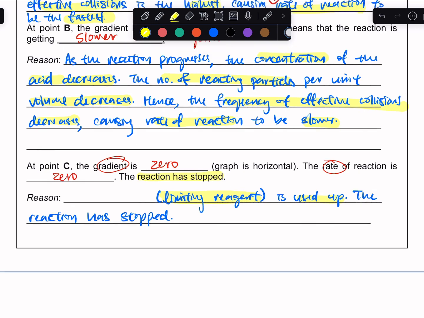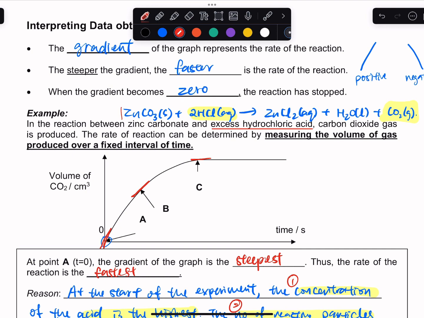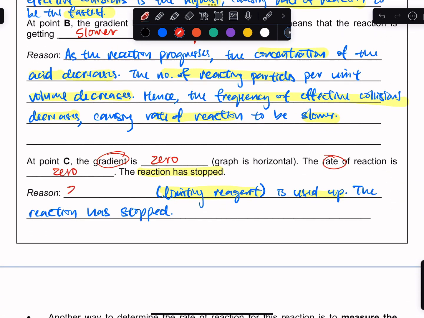So going back to the question, which is your limiting reagent? In this case, they didn't give you any values to calculate, but actually what they did was even better. They tell you that HCl is in excess. Hence, zinc carbonate must be your limiting reagent. So here zinc carbonate, which is your limiting reagent, is fully used up. This shows that the reaction has stopped.